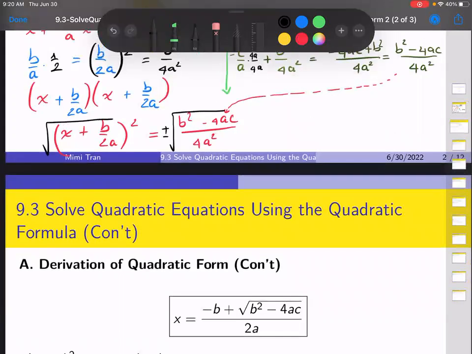Oops, I ran out of room. I'll do it over here. Okay, so on the left-hand side, it's just x plus b over 2a, right? Square and square root cancel. On the right-hand side, the top is going to be plus and minus square root of b squared minus 4ac. We're almost there. And the bottom, can someone simplify the denominator for me? Square root of 4a squared.